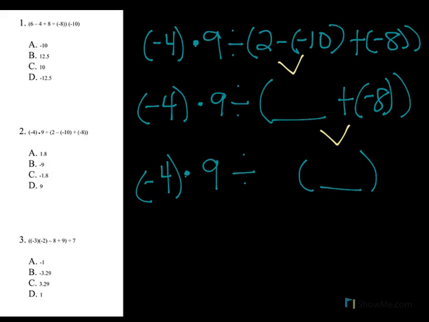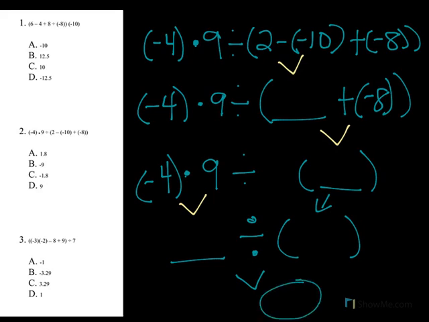And then you have no more math inside the parentheses, so now you're just going to do your multiplication and division left to right. So you're going to do negative 4 times 9, find that answer divided by your answer here, and that is going to give you your total answer.